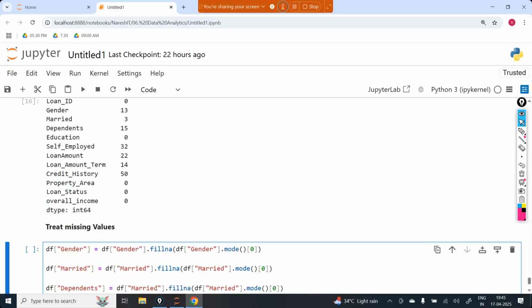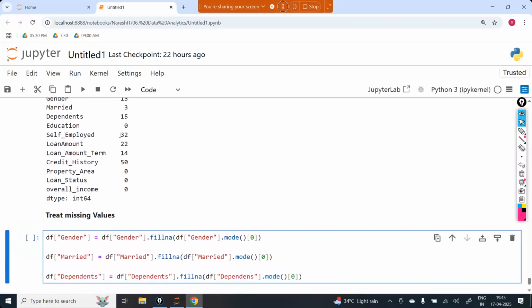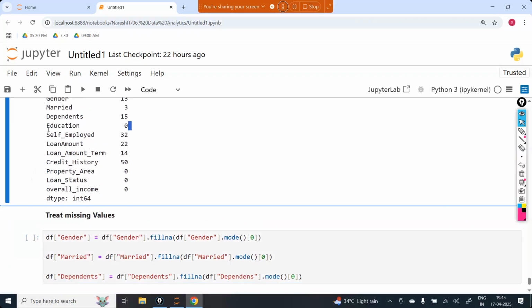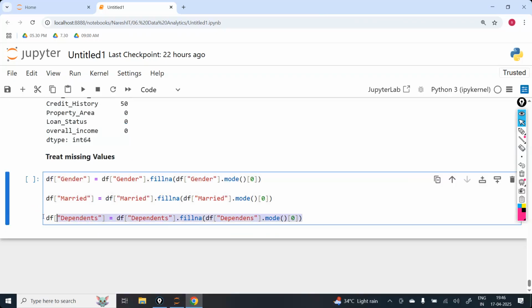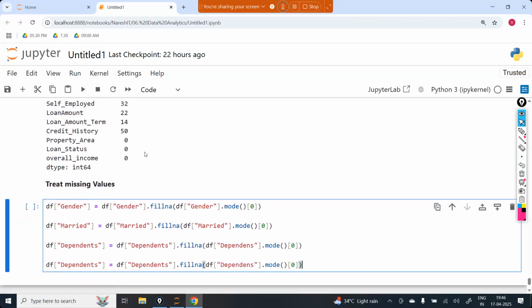Okay, the number of dependents, I'm trying to replace with the mode. Okay, done. Next, what is the next one? Education. Education is not having any missing values, no need to replace. Next one is called self-employed. Self-employed also comes under categorical variable. So again, I'm going to replace the self-employed. For self-employed also, I'm using the same logic, filling with the mode.